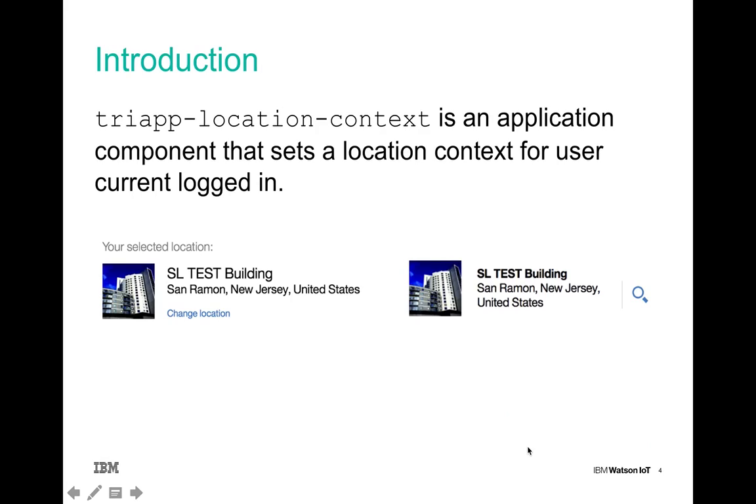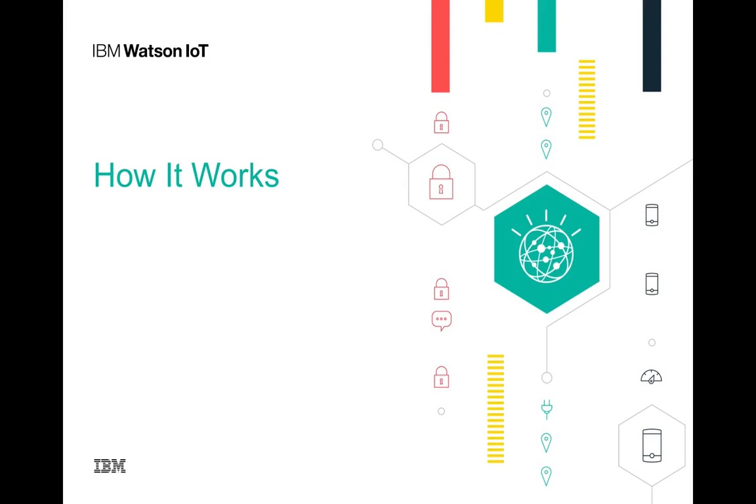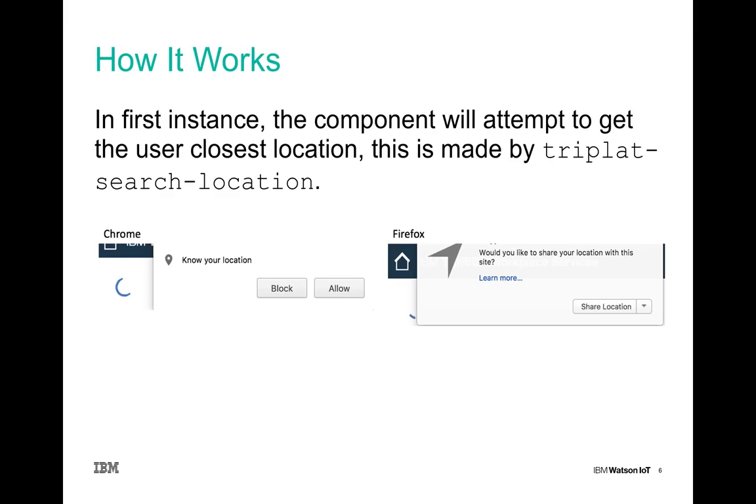Triapp-location-context is an application component that sets a location context for the user currently logged in. Here are two examples of the component. In the first instance, the component will attempt to get the user's closest location, and this is made by a platform component called triapp-search-location that requires the user geolocation.